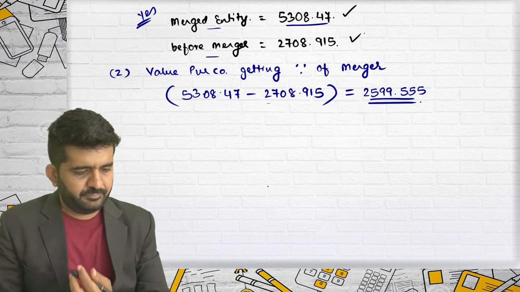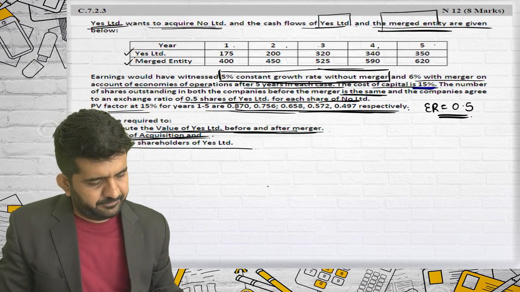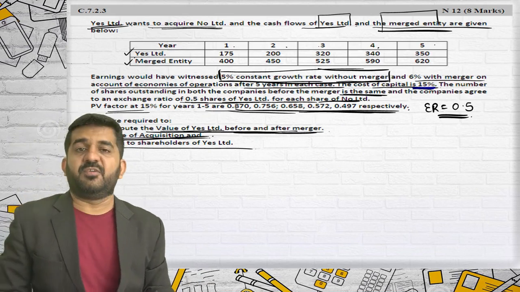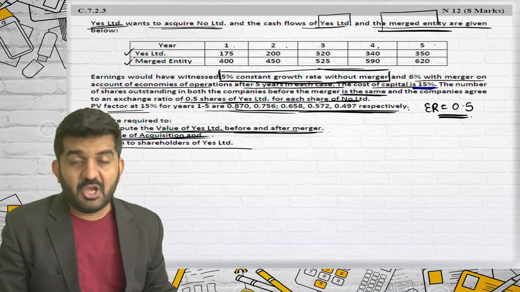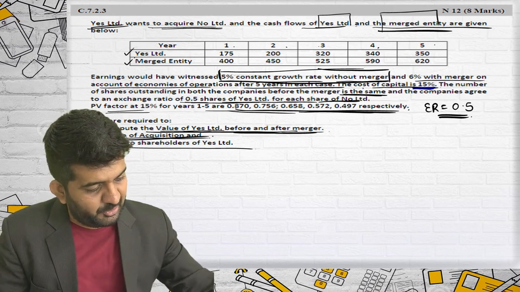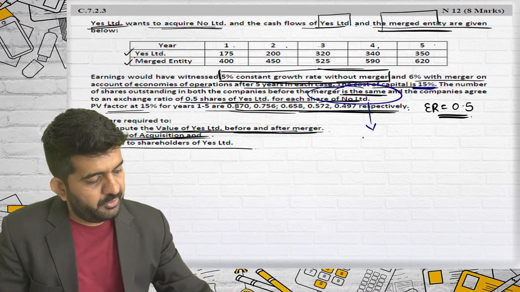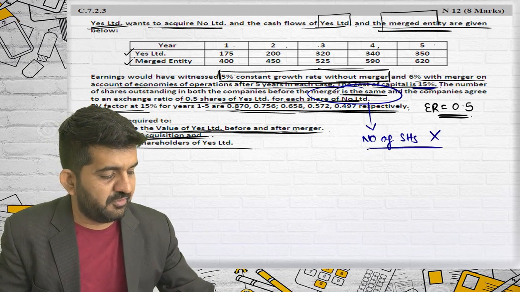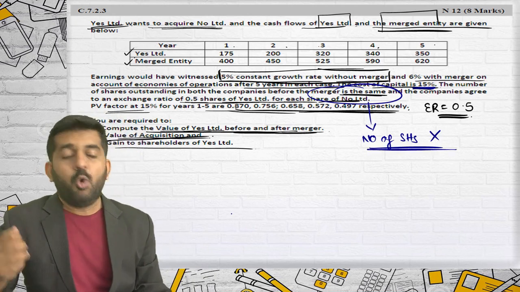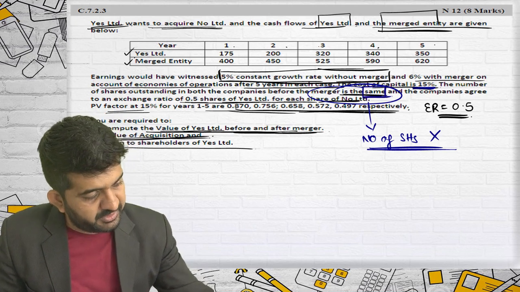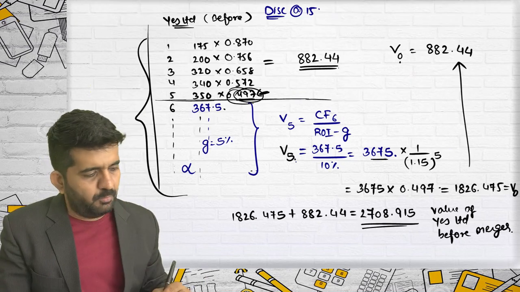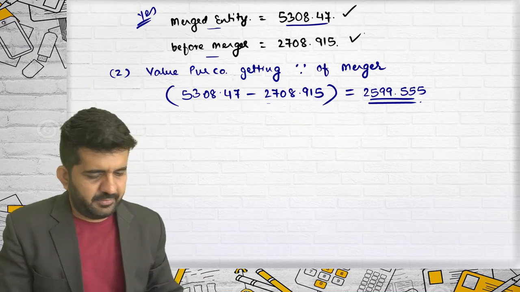Now, question number 3. Gain to shareholders of Yes Limited. Now it is difficult. Why do I say so? The number of shares of both the companies is not given. What is given is only one word, that they both were the same. Is it a value? Both were the same.